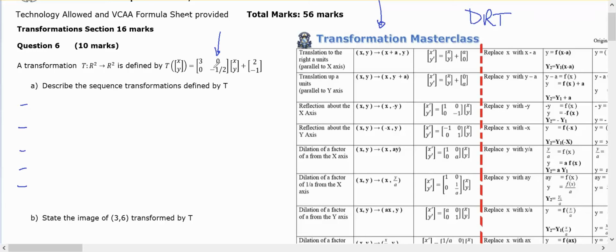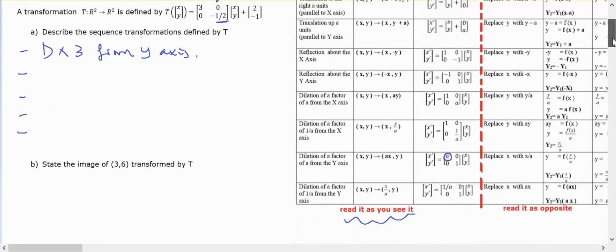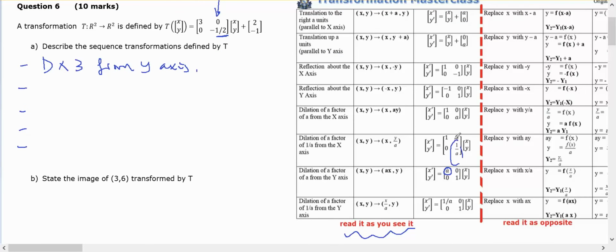dilations, reflections, translations. So a 3 in that position is having an A in that position, which is a dilation by a factor of A from the y-axis, therefore a dilation by a factor of 3 from the y-axis. A half in this position is like having 1 on A in that position there, therefore it's a dilation factor of 1 on A from the x-axis, dilate by a half from the x-axis. The negative in that position is having a negative there, therefore it's a reflection about the x-axis.